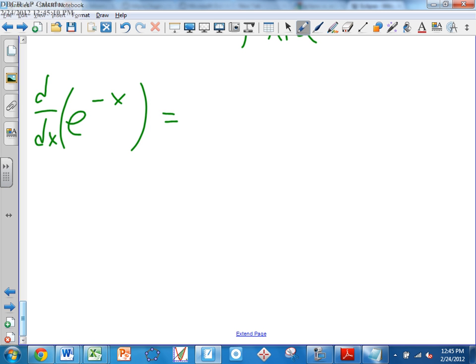Oh, why? Chain rule, very good. So this is really e to the negative x times the derivative of the exponent. What's the derivative of negative x? Negative 1, right? Yes. So this is really times negative 1, which is really just negative e to the negative x.